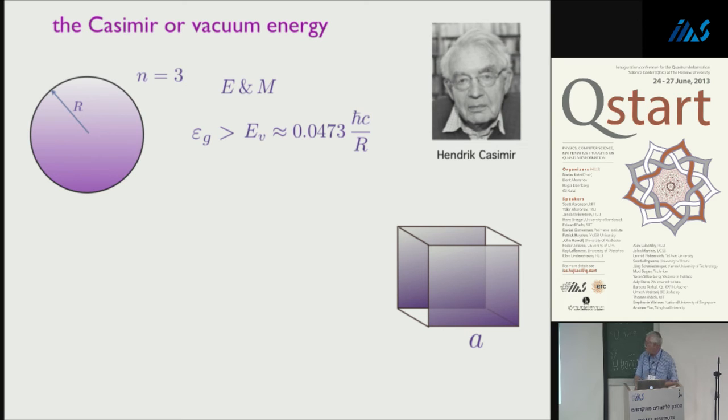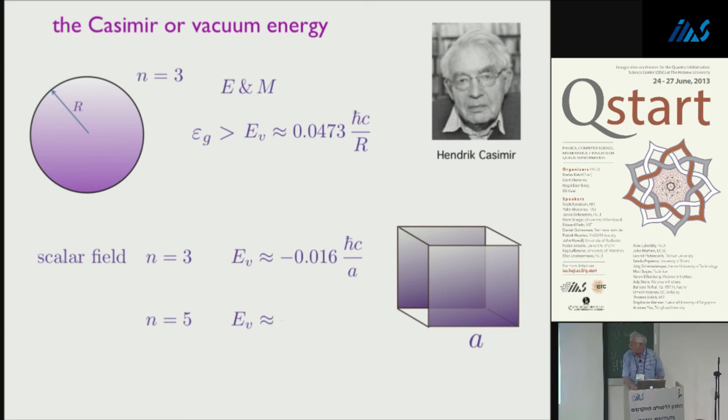Suppose you have a cube of size A. I have about, how much? 5 minutes. Okay, I'll try to speed up. Okay, suppose you take a scalar field in 3 dimensions in a cube like that, then this is the vacuum energy. It comes out negative, and the same thing would be true in 5 dimensions.